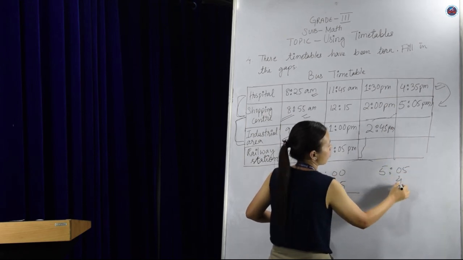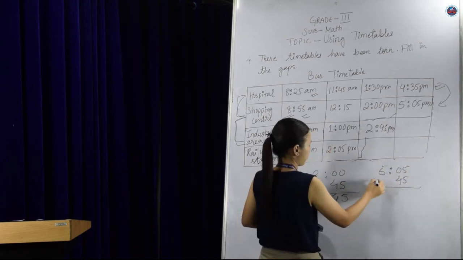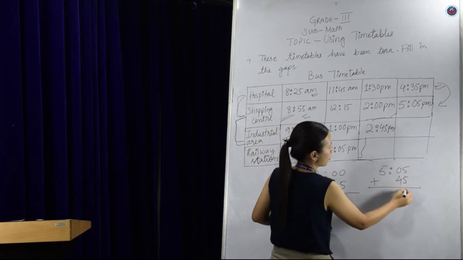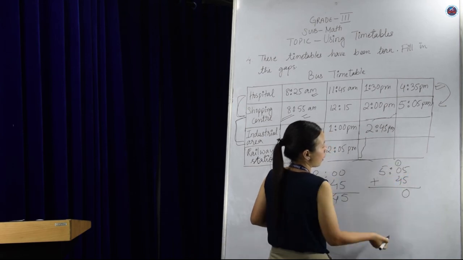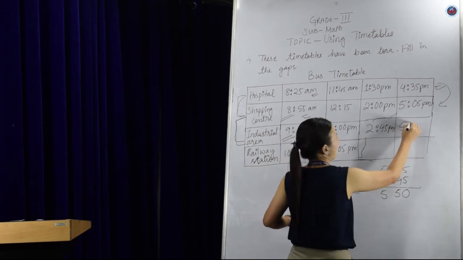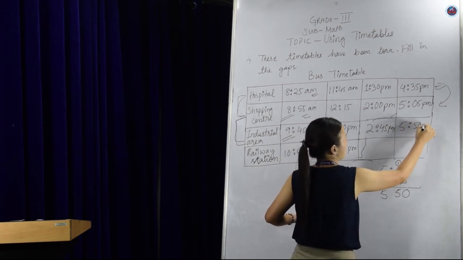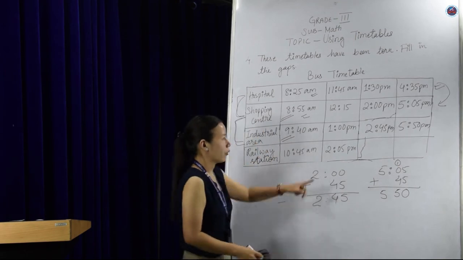And for this, that is 5 hours 5 minutes, we will add 45 to this again. 5 plus 5 is 10. We carry 1 here, that makes 5. And then 5. That is 5 hours, 50 minutes. Now we got these answers.